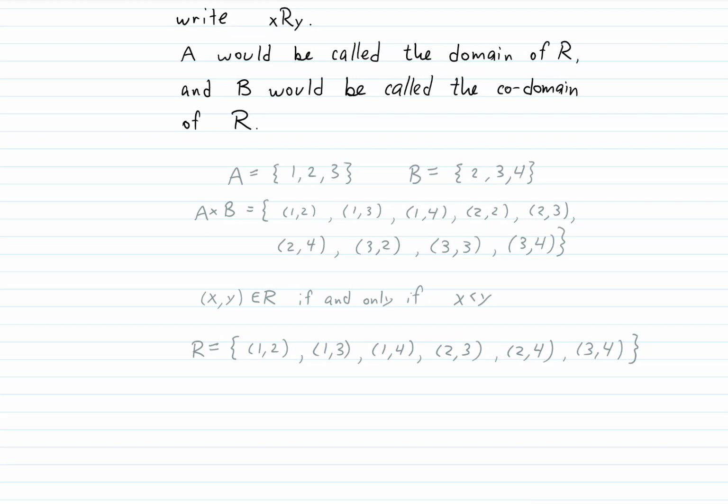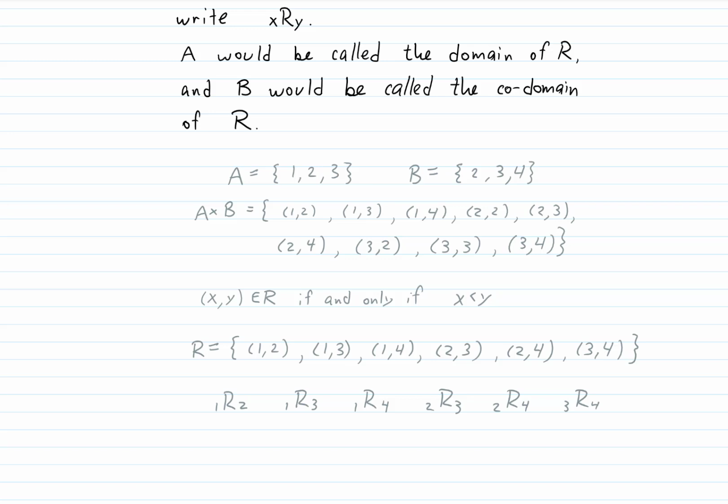And we can say 1 is related to 2. 1 is also related to 3. 1 is also related to 4. And 2 is related to 3, and 2 is also related to 4, and 3 is related to 4. So notice 2 is related to 3, but 3 is not related to 2.